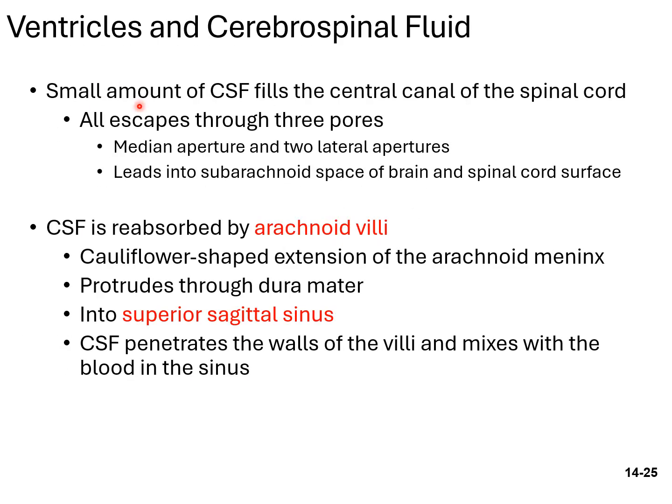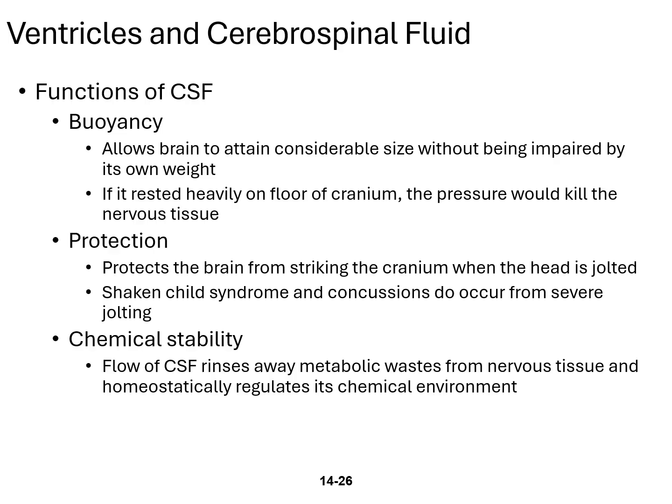So where do we reabsorb these? So all of this is going to go around and bathe the brain until it goes to the top of the brain, almost in a circular motion. It's going to be reabsorbed by arachnoid villi, cauliflower-shaped extensions of the arachnoid meninges. They protrude through the dura mater and into the superior sagittal sinus, which is the venous drainage of the brain. The cerebral spinal fluid penetrates the wall of the villi and mixes with the blood of the sinus. We'll take a picture of that, and I'll show you why it says it's cauliflower-shaped.